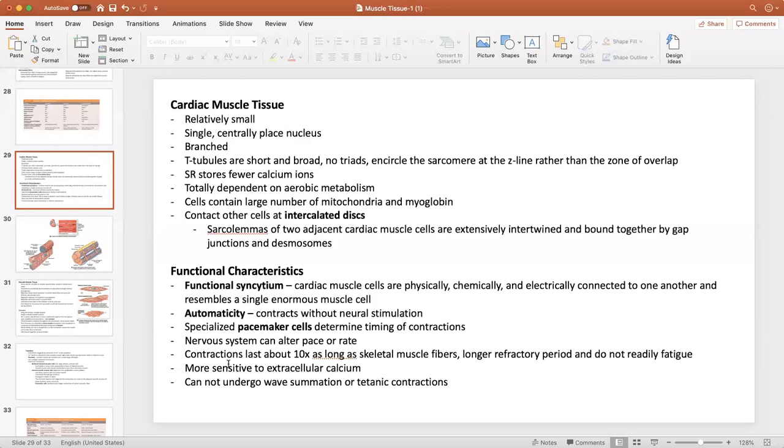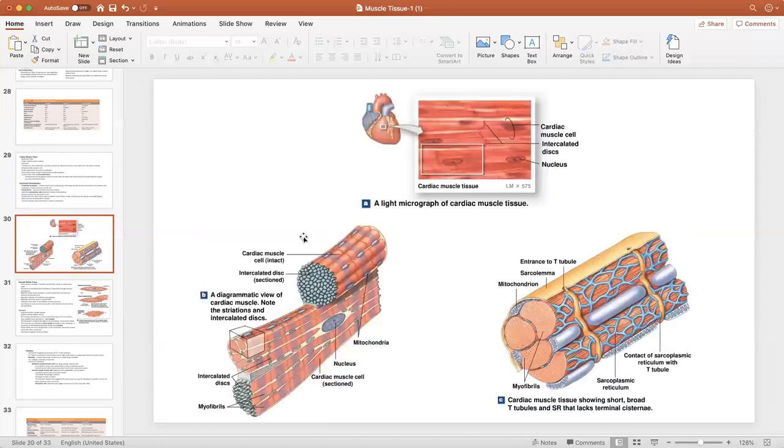They have a longer refractory period and do not readily fatigue, so that's good. We need our heart to keep beating without fatiguing. It's more responsive to extracellular calcium and cannot undergo wave summation or tetany, which is good. We don't want our heart to stay contracted. That would be bad. So here's a picture of this.